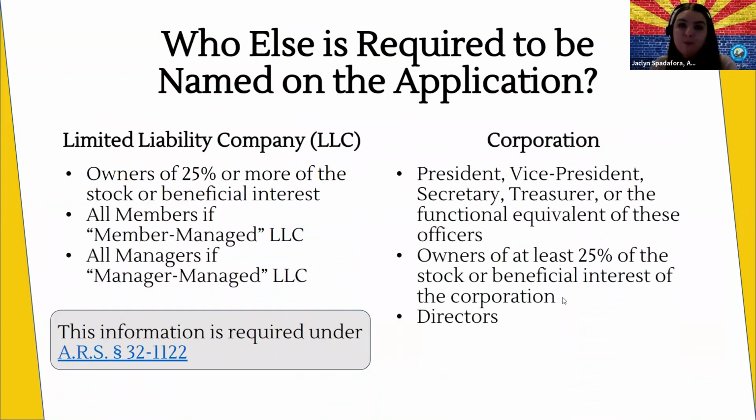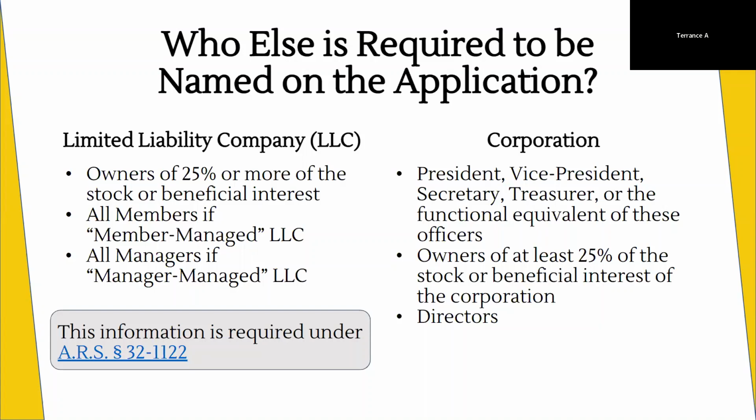So additional people are required to be named on the application if you fall into these categories. For a limited liability company, that would be anybody who owns 25% or more of the stock or beneficial interest of that company. It also includes all members of member managed LLCs and all managers of manager managed LLCs. So you'll want to look at your Arizona Corporation Commission filing to determine that if you're not sure.